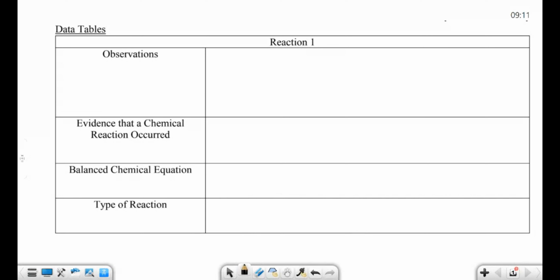All right, so the next reaction, call this reaction two, is a different data table, okay? Different data table. Your next reaction is going to be sodium bicarbonate. We're going to heat it up. All right, so we're going to take sodium bicarbonate. What's the symbol for sodium? Na. And bicarbonate?